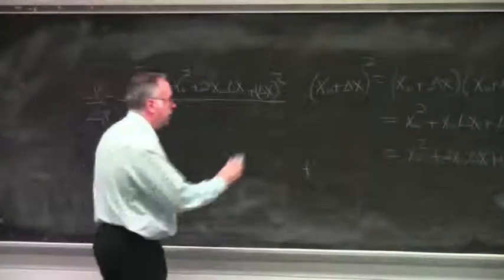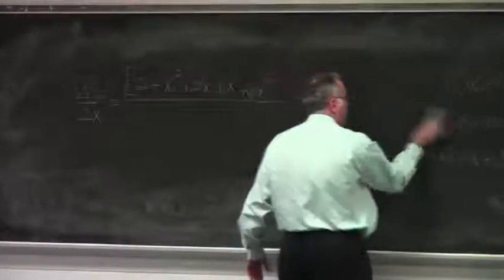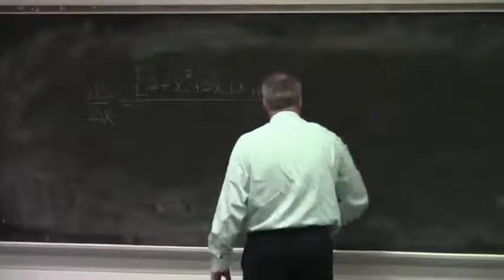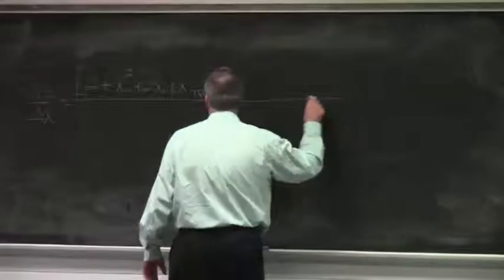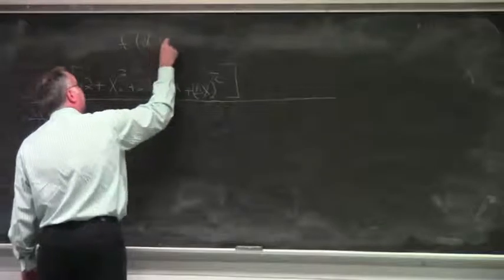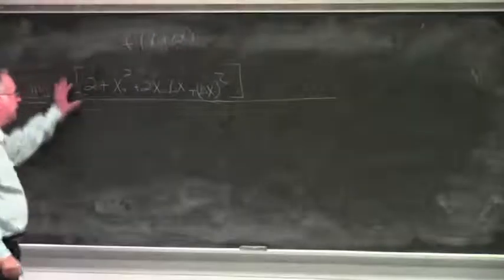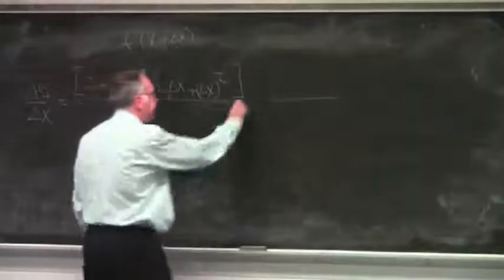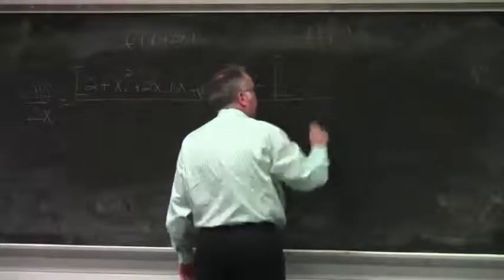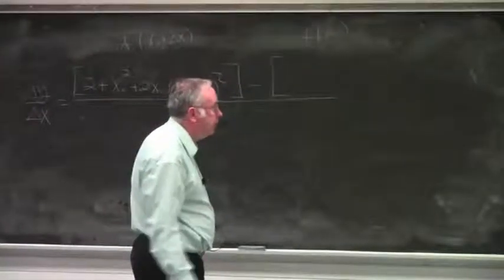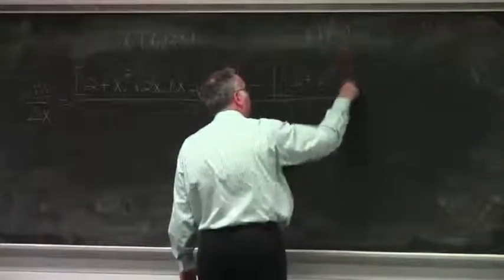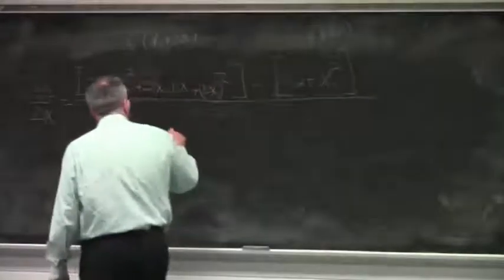And I'm going to need more room, so I'm going to erase this. All of that is just f of x sub 0 plus delta x. That's all of this stuff right here. Minus f at x sub 0, which is just this. It is 2 plus x sub 0 squared. Okay. All over delta x.